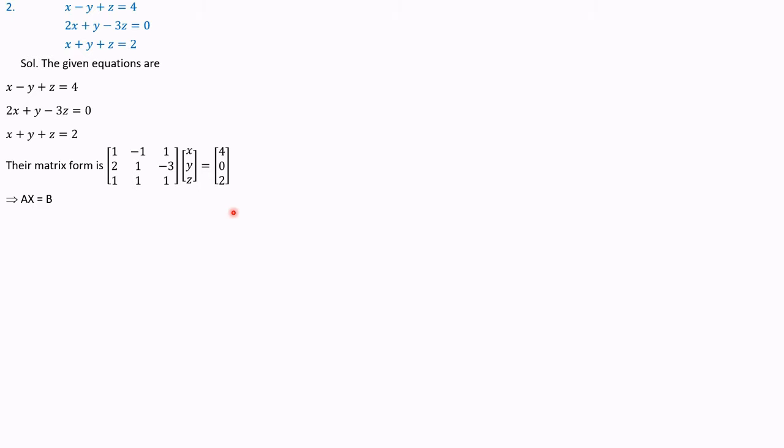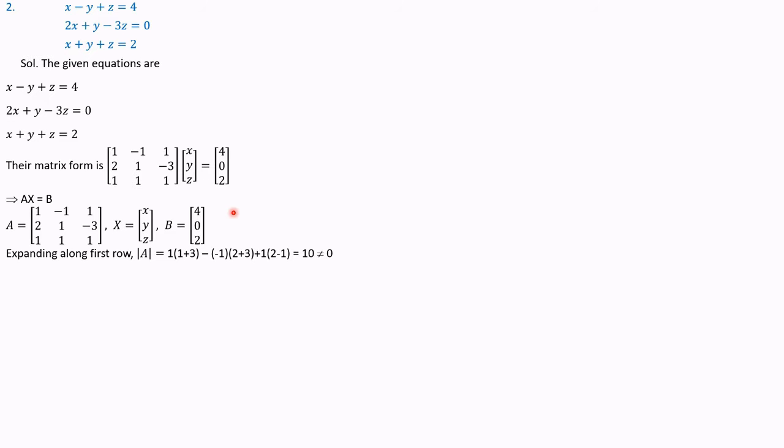So this is of the form AX equals B, and this AX equals B I already told you. So we have to expand along the first row. So the determinant of A equals 1.